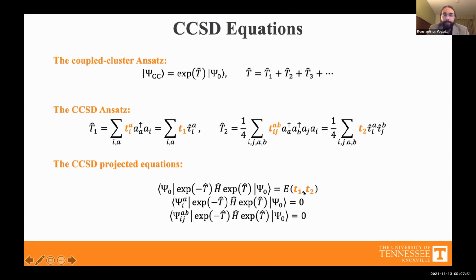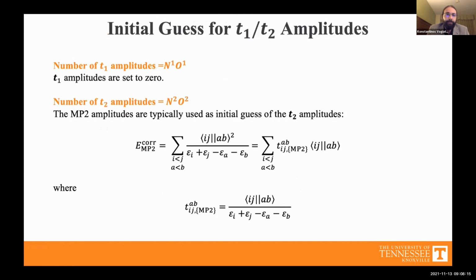And in order to obtain a set of non-linear equations to solve iteratively, we need to project with respect to the one-electron promotion wave functions and the two-electron promotion wave functions. So this process is solved iteratively, and after we converge this process, we have a new set of T1 and T2 amplitudes that give us the converged CCSD energy.